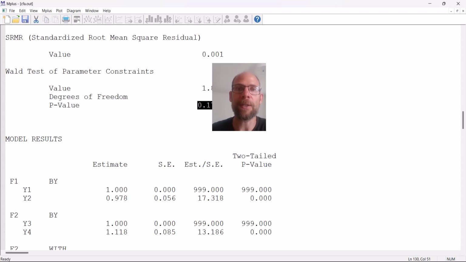I hope you found this short video useful about how to use the model test option in Mplus for testing parameter constraints.